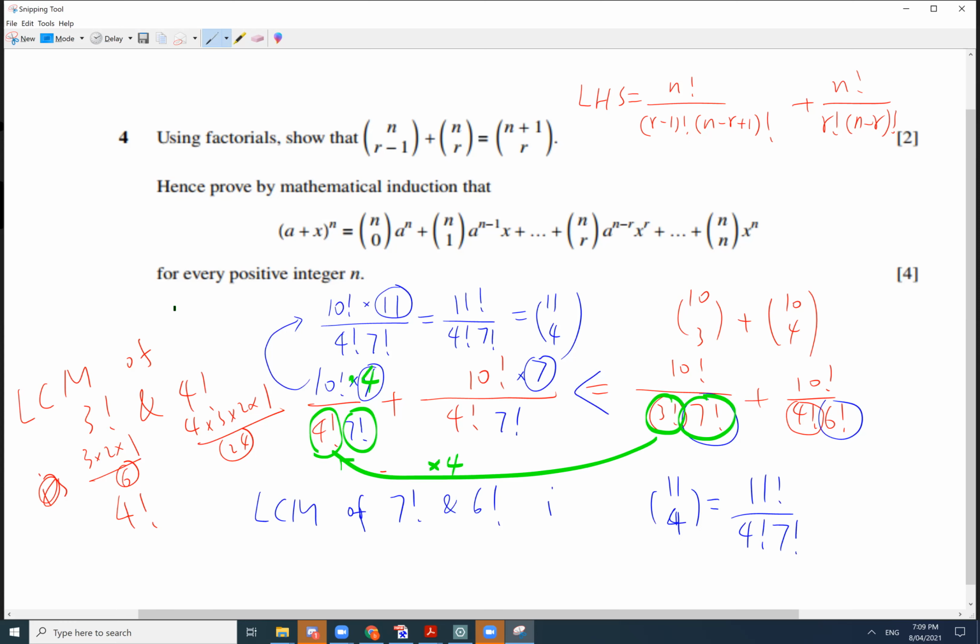And why the second one we times by 7, Edward? Here 4 factorial, here 6 factorial changes to 7 factorial. What did you do? We just times by 7, because 6 factorial times by 7 gives 7 factorial. That's why here we times by 7. That's how we simplify. It's not easy. Let's check more.